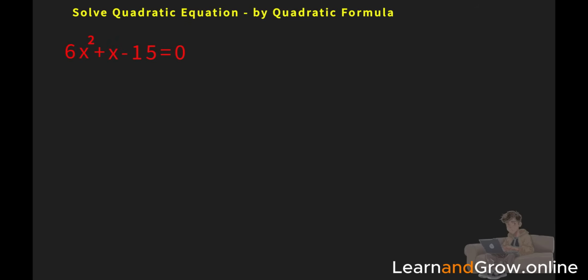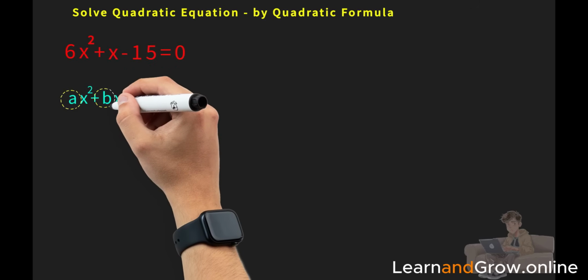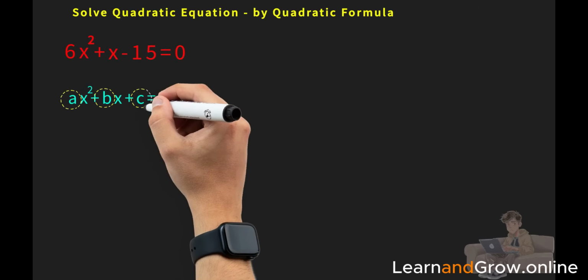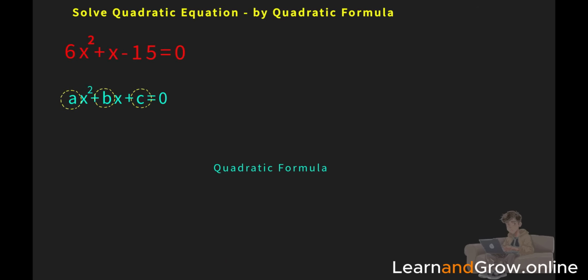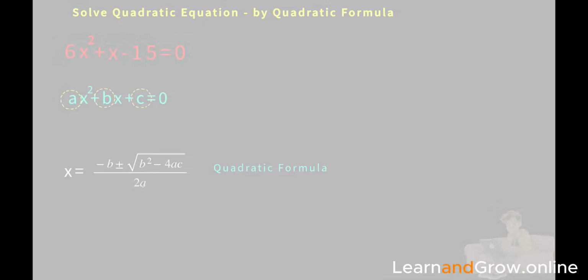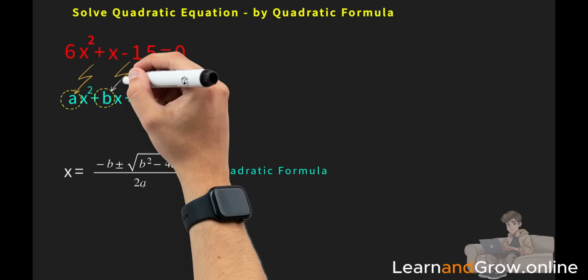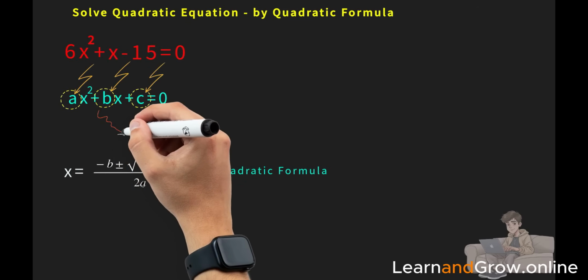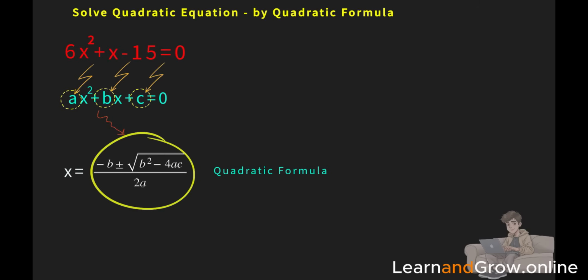Let's write the quadratic equation again. Here, the coefficient of x squared is a, the coefficient of x is b, and the constant term is c. We'll use the quadratic formula to solve it, which is written like this. Once we know the values of a, b, and c, we can simply plug them into the formula to calculate the values of x.